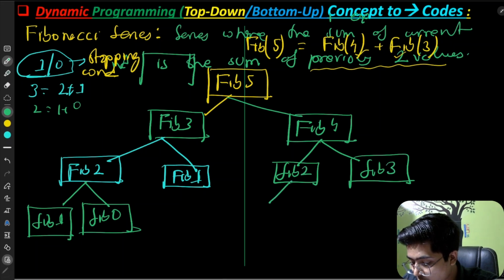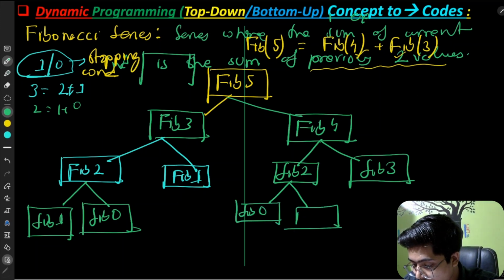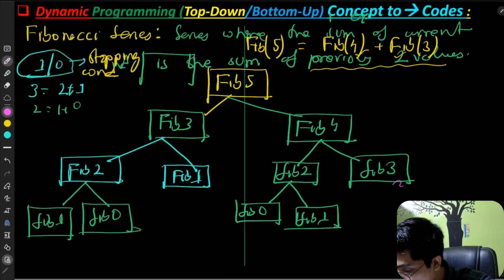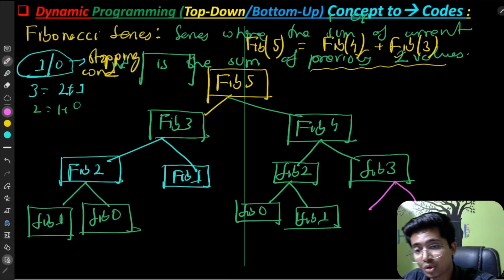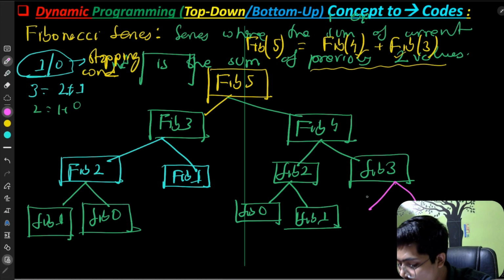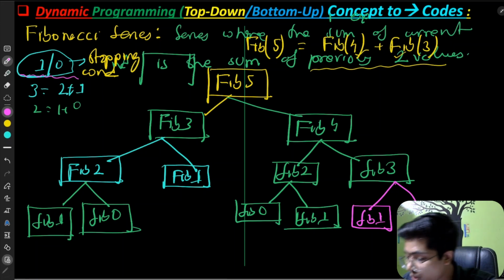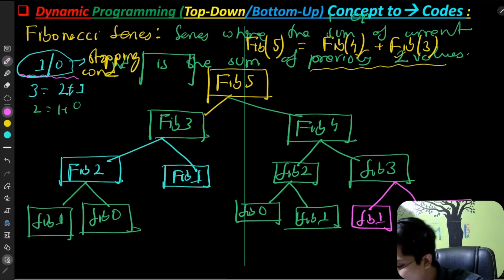Now we break Fibonacci of 2 again into the sum of the previous two values, that is 0 and 1. So Fibonacci of 0, Fibonacci of 1. Again we break this Fibonacci of 3 into the previous two values, 2 and 1. So this is Fibonacci of 1, and whenever we get Fibonacci of 1, that is the stopping condition, so we stop here. And Fibonacci of 2 we'll again break into smaller problems.